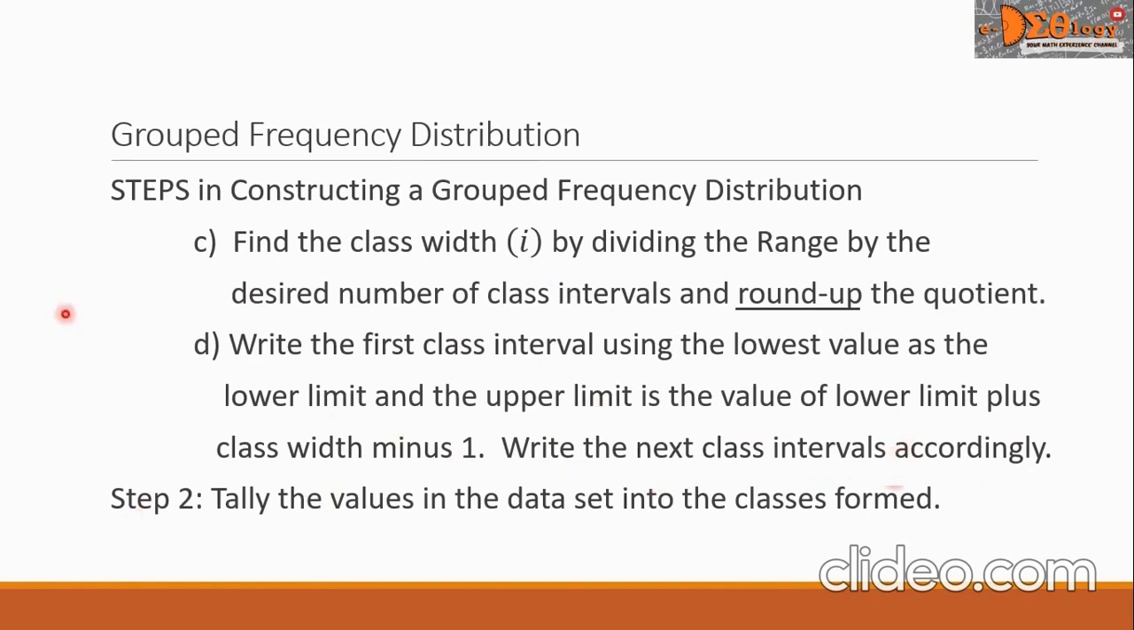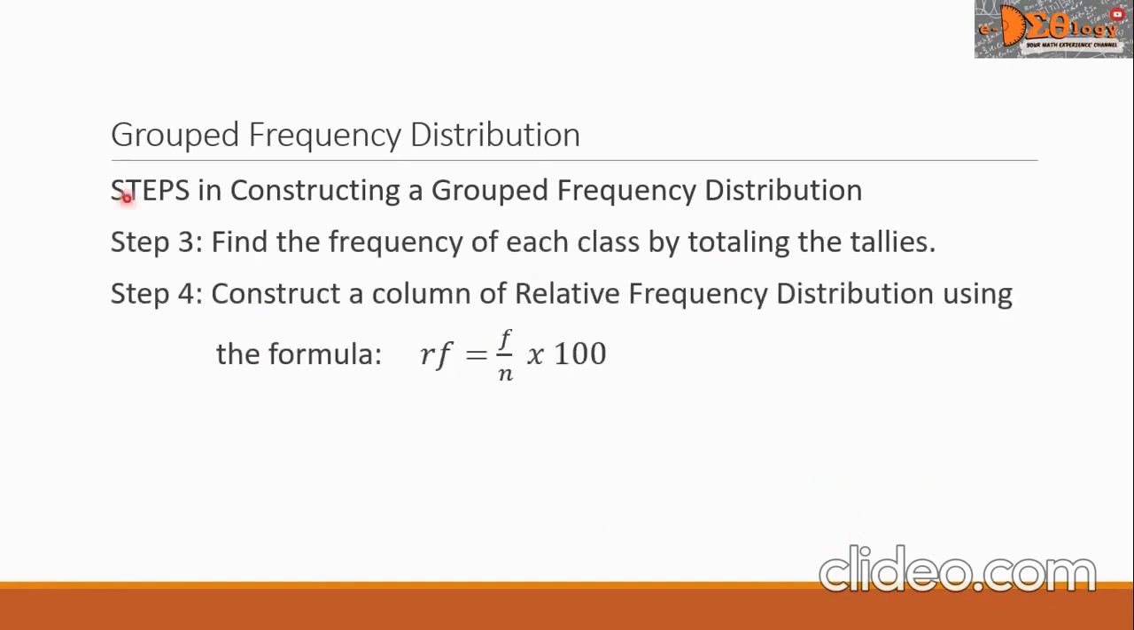Step 2. Tally the values in the data set into the classes formed. Step 3. Find the frequency of each class by totaling the tallies. Step 4. Construct a column of relative frequency distribution using the formula RF, that stands for relative frequency, equals F over N times 100.